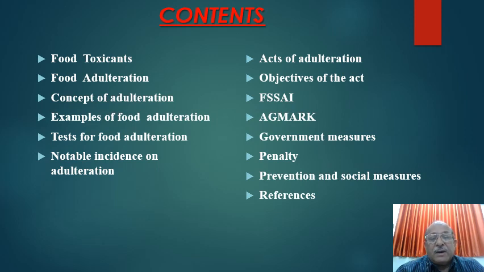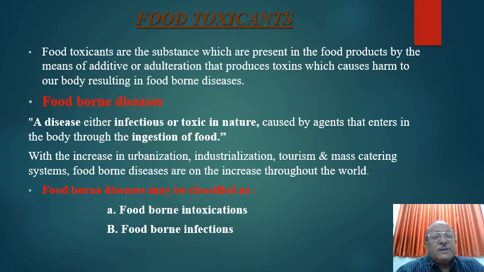FSSAI, Agmark, government measures, what are the penalties if you create a problem like adulteration, prevention and social measures, of course, one by one. Let us get into this.